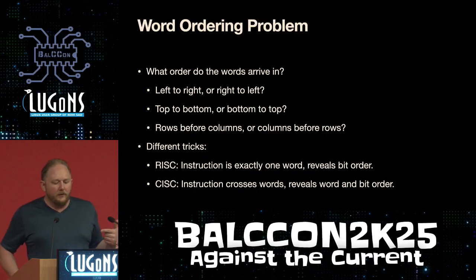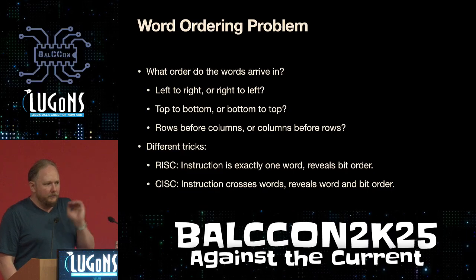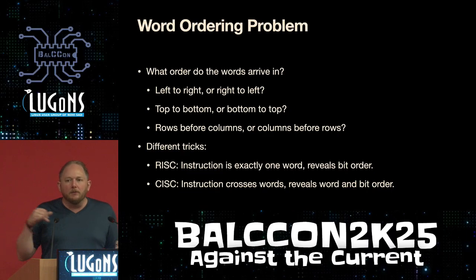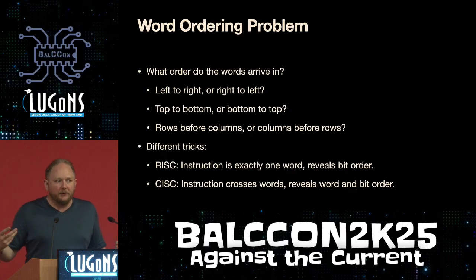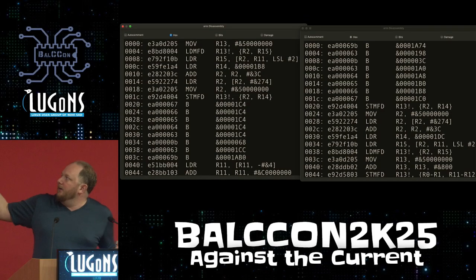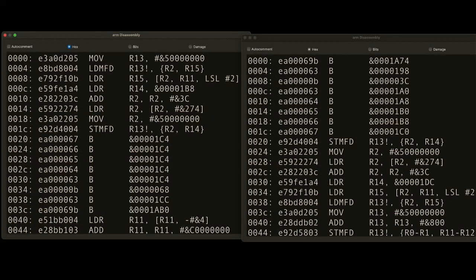There's also a word ordering problem. We need to figure out which order the words are placed in. And if we get it wrong on a RISC chip with 4-byte instruction words, all of our instructions still look legitimate. So here, I have one ordering on the left and another ordering on the right. Can someone tell me by looking at this which is correct and which is wrong?